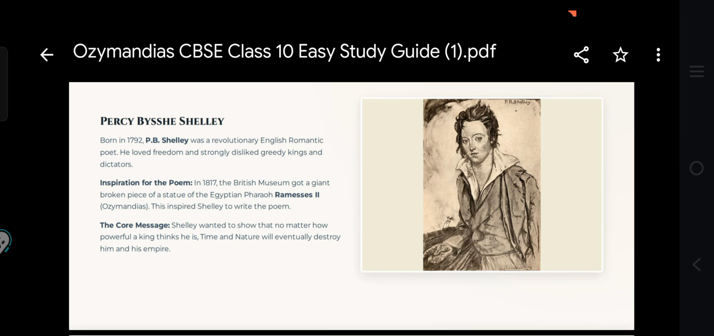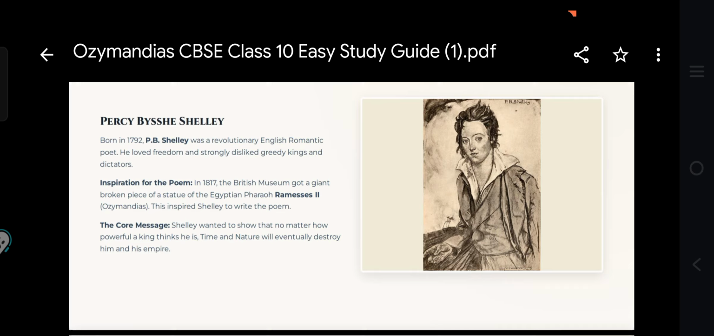P.B. Shelley, Percy Bysshe Shelley, born in 1792, was a revolutionary English poet of the Romantic period. He loved freedom and strongly disliked greedy kings and dictators. Once in 1817, the British Museum got a giant broken piece of a statue of the Egyptian pharaoh Ramesses II. This inspired Shelley to write the poem.